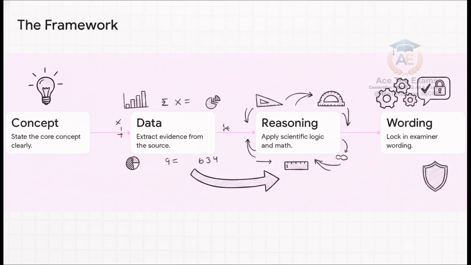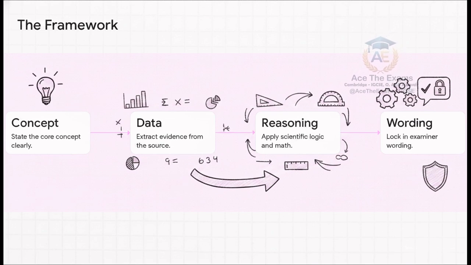This four-step framework is your ultimate blueprint for every single calculation and explanation question. Step 1. You state the core concept. Step 2. You extract the exact evidence or data from the source page. Step 3. Apply your scientific reasoning. And Step 4. Lock it all in with examiner-safe wording. Applying this systematically is the absolute best way to safeguard your grade boundary.